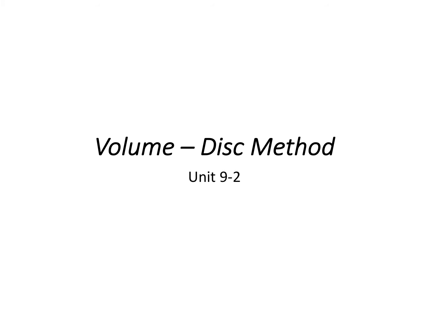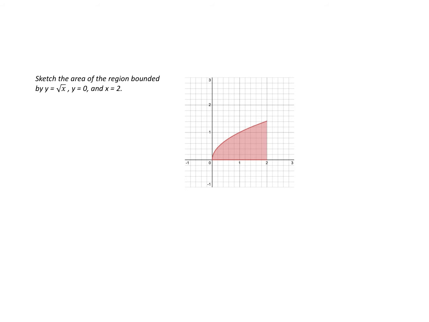This lesson is on calculating volume using the disk method. So let's start by sketching the area of the region bounded by y equals the square root of x, y equals 0, and x equals 2. And if you do that, we will get a shaded region shown in the graph.